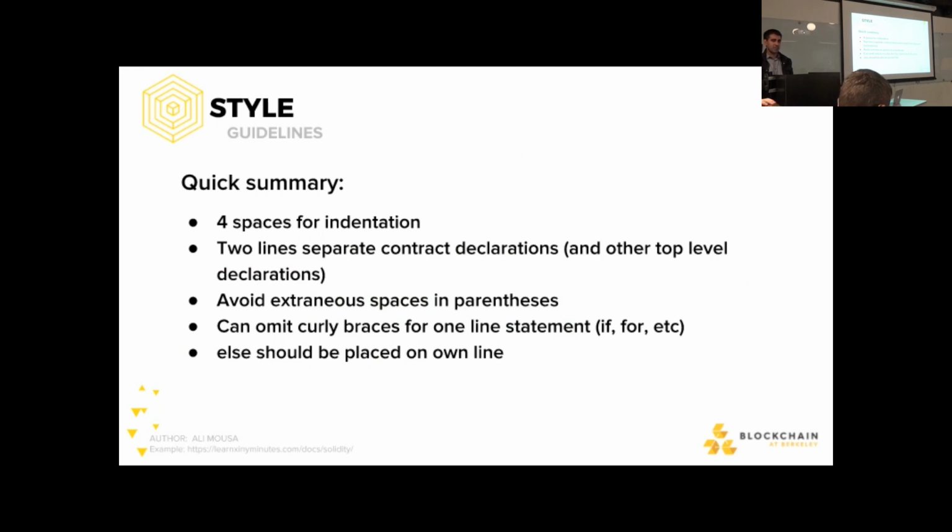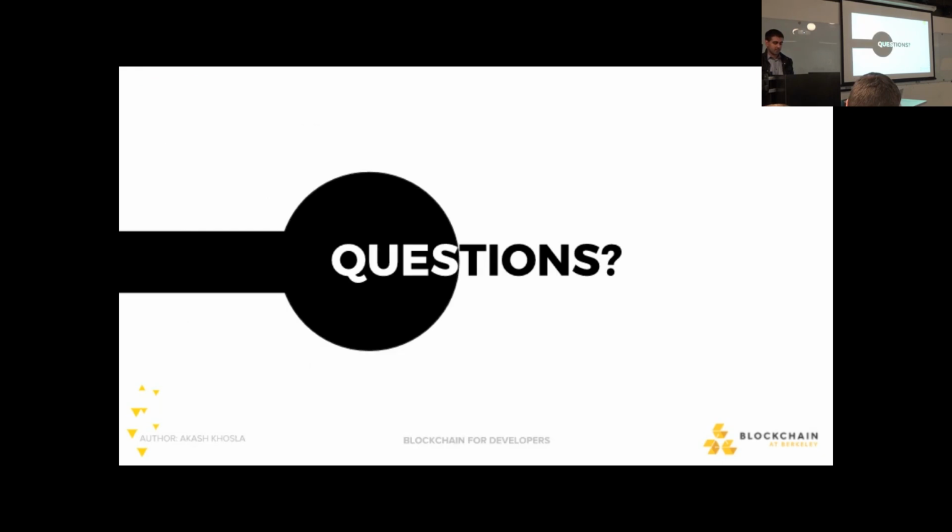So, some quick summary about style. Remember 4 spaces for indentation. You want 2 lines to separate contract declarations, and you want to avoid extraneous spaces and parentheses. This is pretty standard stuff, honestly. You can also omit curly braces for one-line statements, so this is also done in JavaScript as well. And else should be placed on its own line always.